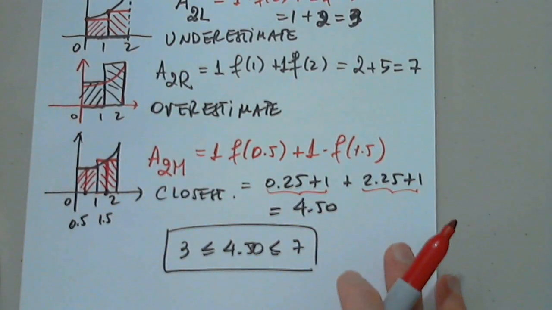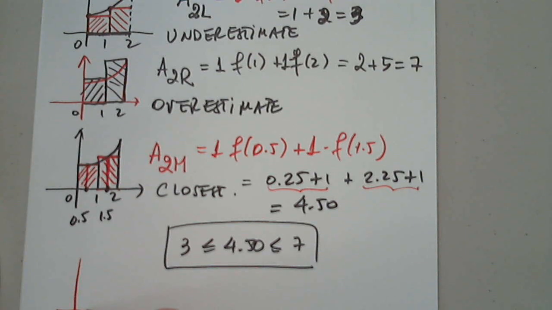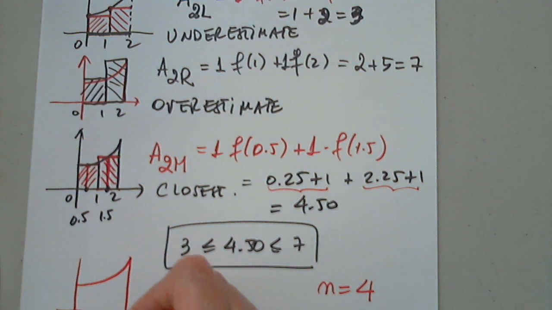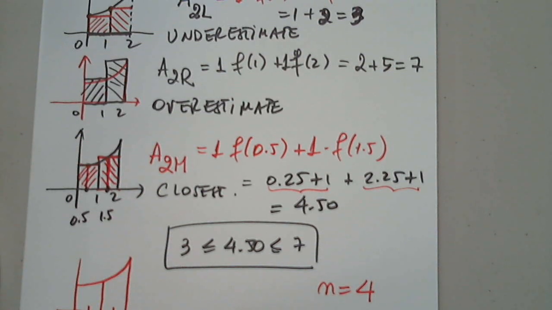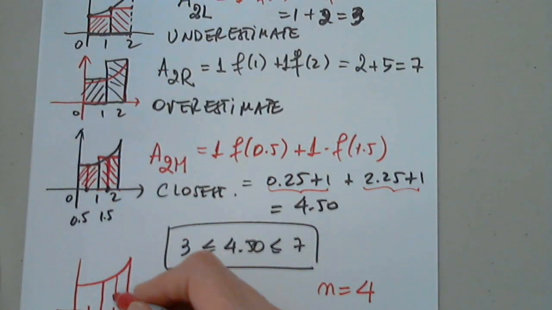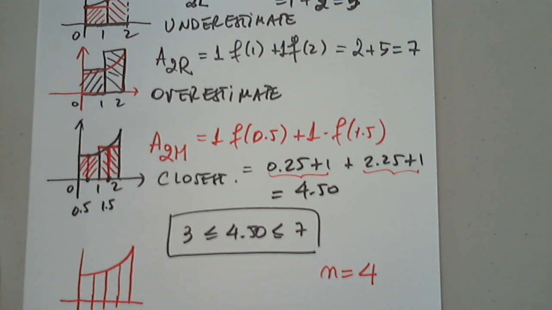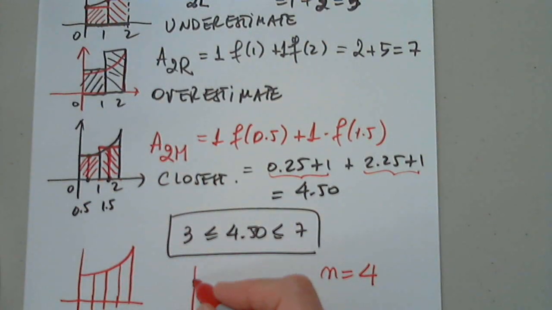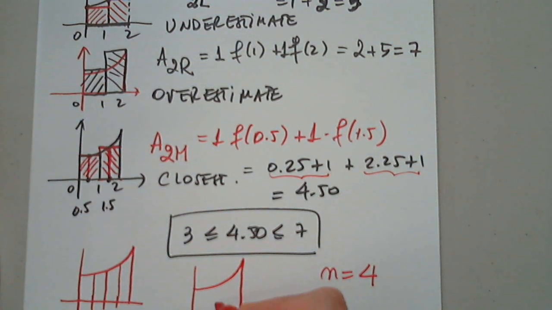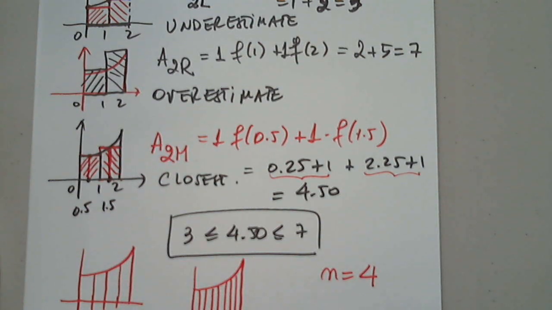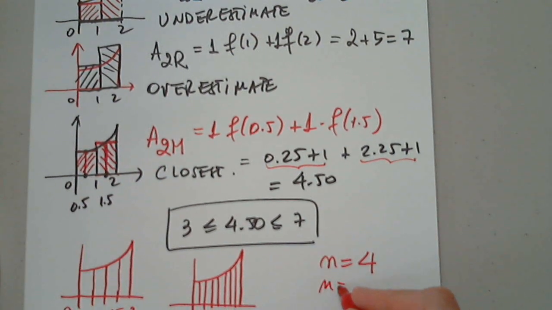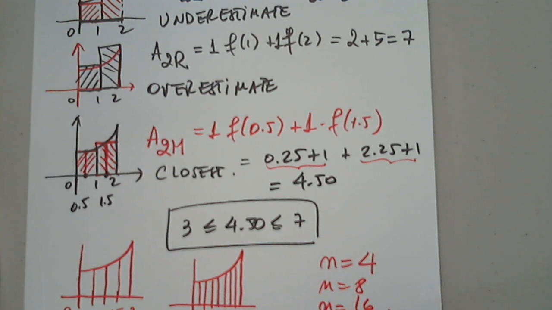Okay, so here's my next question. What if now I say n equals 4 subintervals? So 0, 0.5, 1, 1.5, 2. What if then I say 8 subintervals? What if I say n equals 16? What if I say n equals 32?